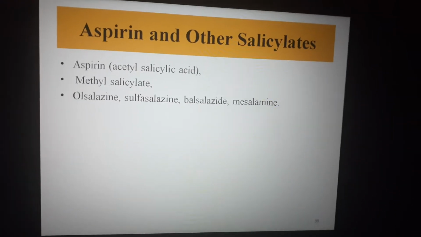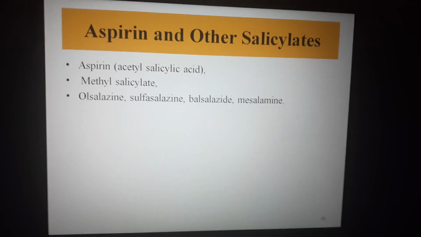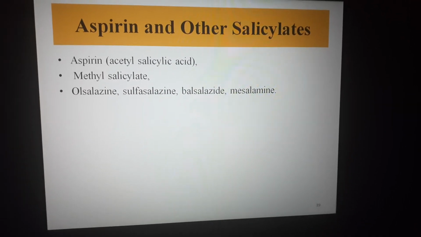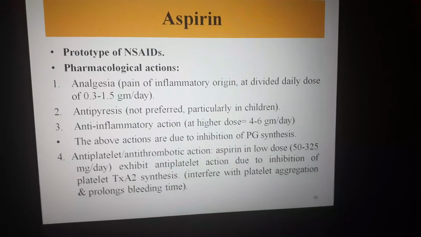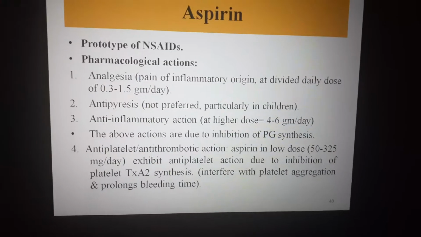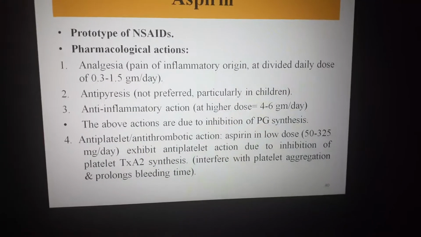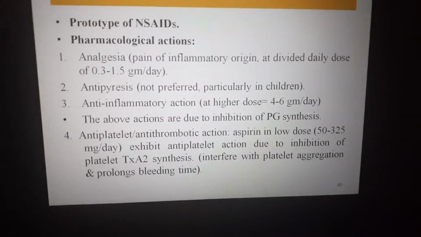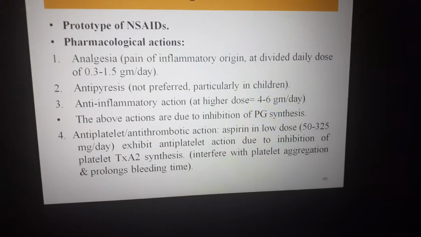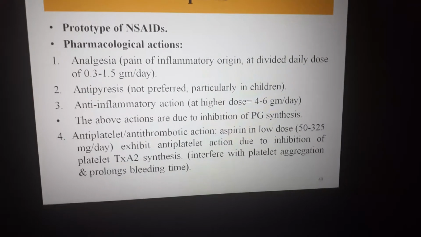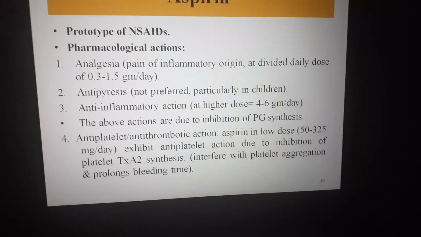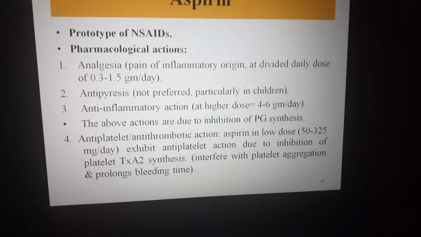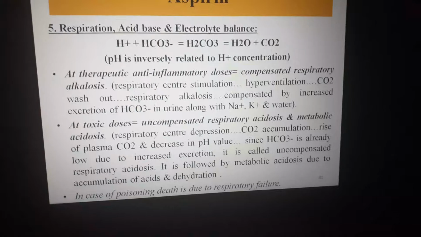So coming to the individual drugs in non-steroidal anti-inflammatory drugs, we have aspirin and other salicylates. Aspirin is the prototype of this group, and its pharmacological actions include analgesic action, antipyretic action, and anti-inflammatory action. Anti-inflammatory action is seen in higher dose, that is 4 to 6 gram per day, while antiplatelet action is seen at low dose, that is 50 to 325 milligram per day. And this is due to inhibition of platelet thromboxane synthesis.